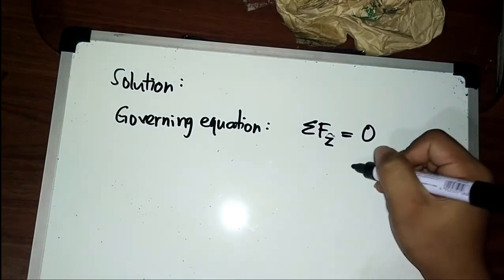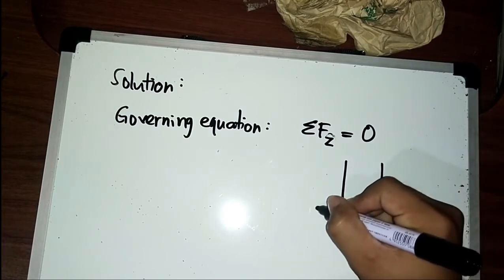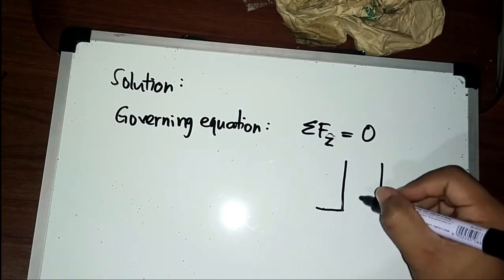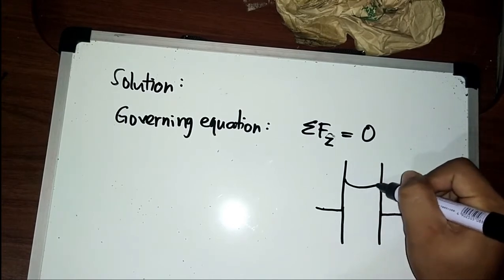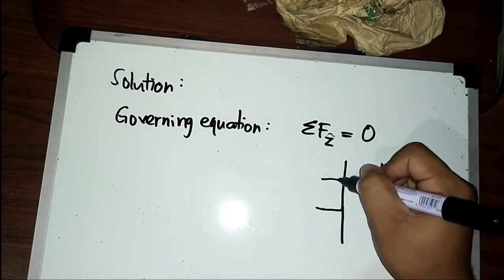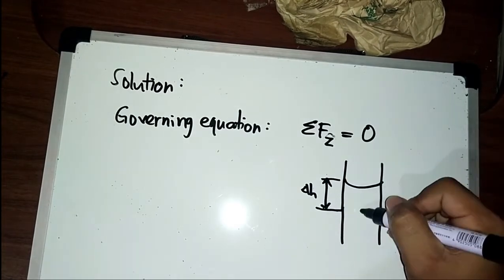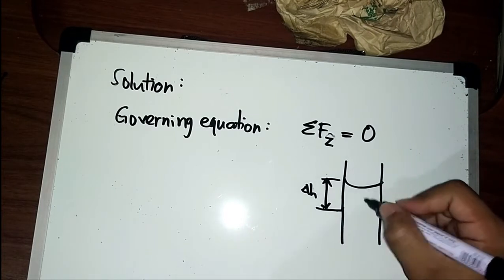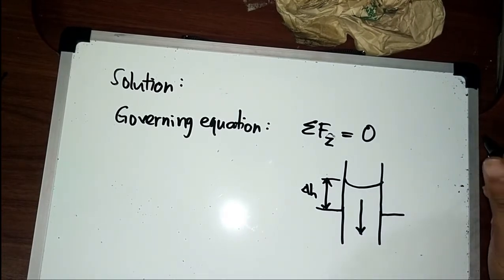Okay, so this is the figure. The tube. This is the liquid outside the tube. This is the liquid inside the tube. So this is the delta H, and the liquid is going downward because of gravity.